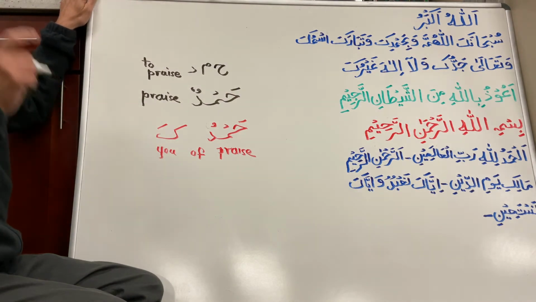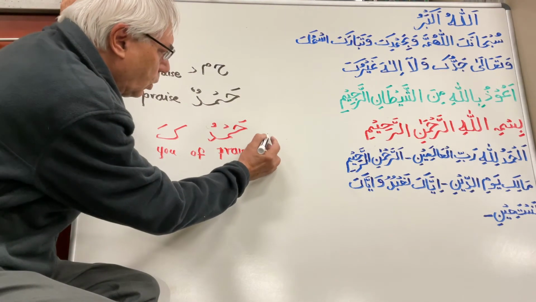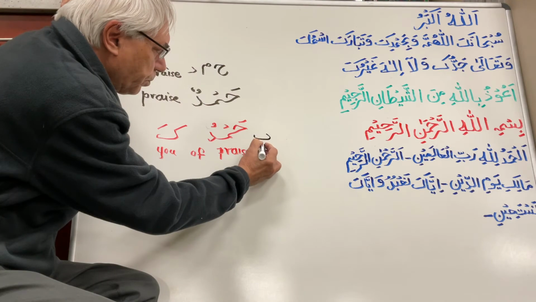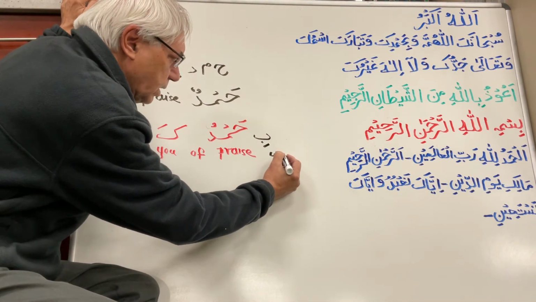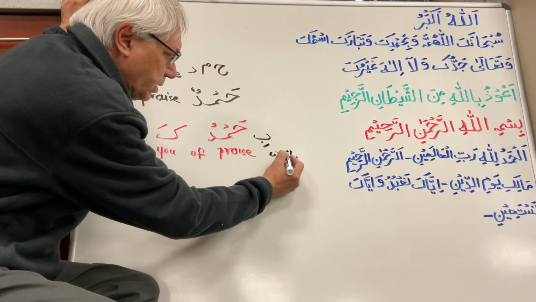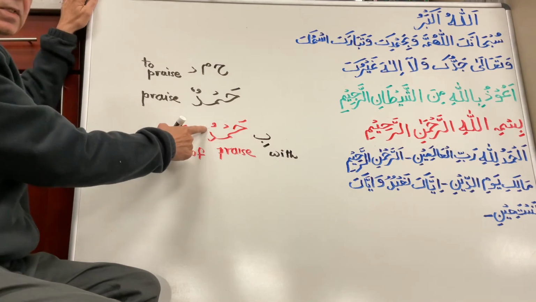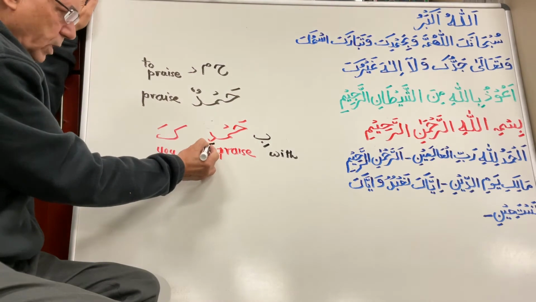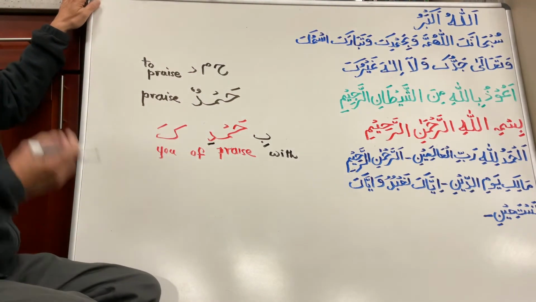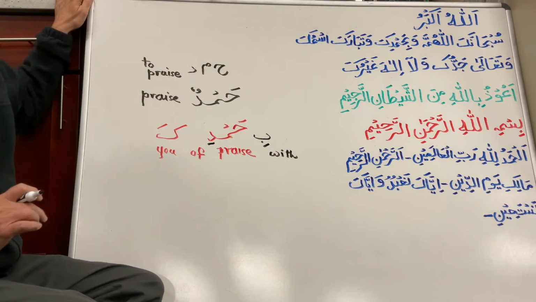Hamduka means praise of you or your praise. Now we are going to put a B, which is a harf-e-jar. Harf-e-jar here is, let's translate, with. It's a preposition. First thing harf-e-jar does, it looks at the next noun and looks at the last letter, and the pesh changes to zair. So now it is bi-hamdika. Exactly the word in there.